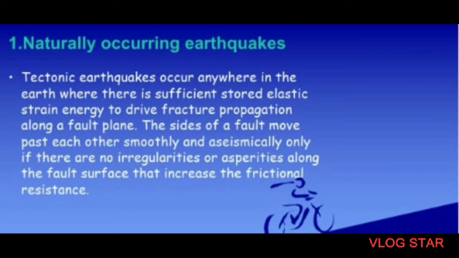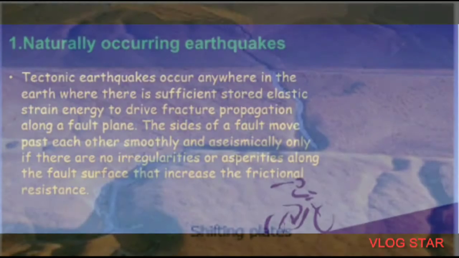How do earthquakes occur naturally? Tectonic earthquakes occur anywhere in the Earth where there is sufficient stored elastic strain energy to drive fracture propagation along a fault plane. The sides of a fault move past each other smoothly and aseismically only if there are no irregularities or asperities along the fault surface that increase the frictional resistance.